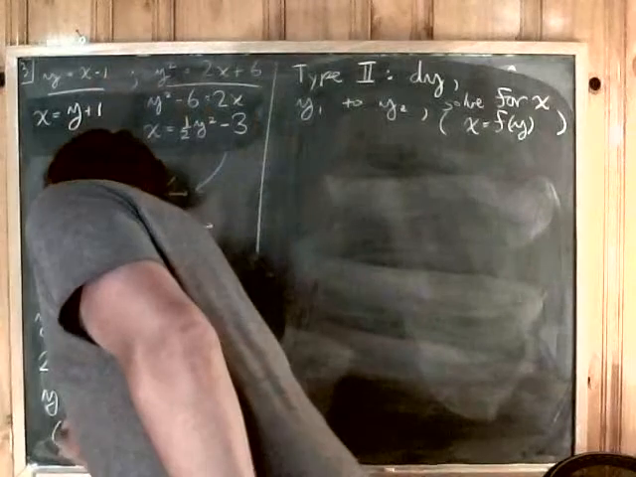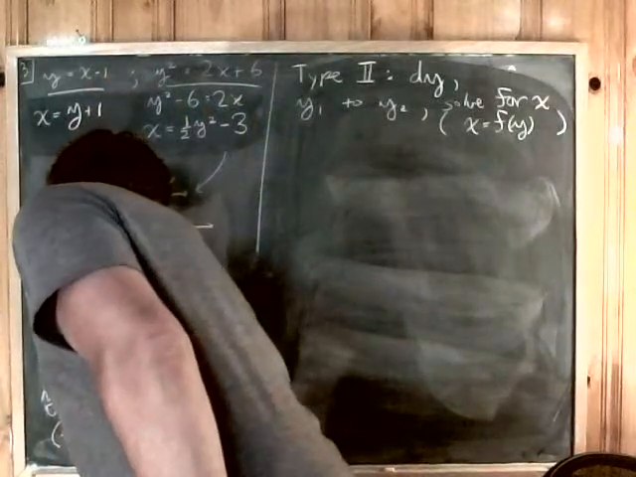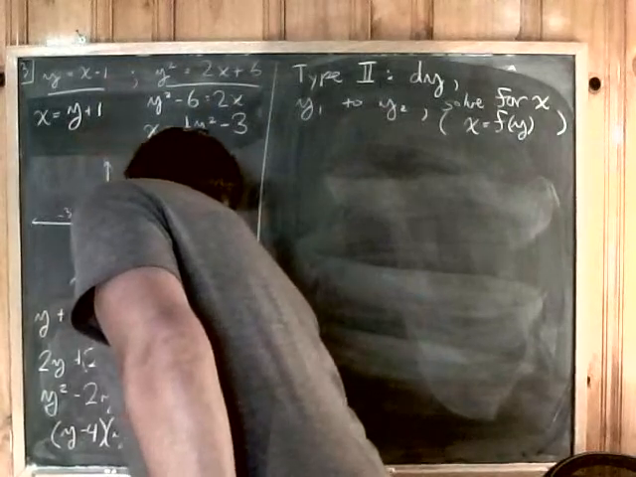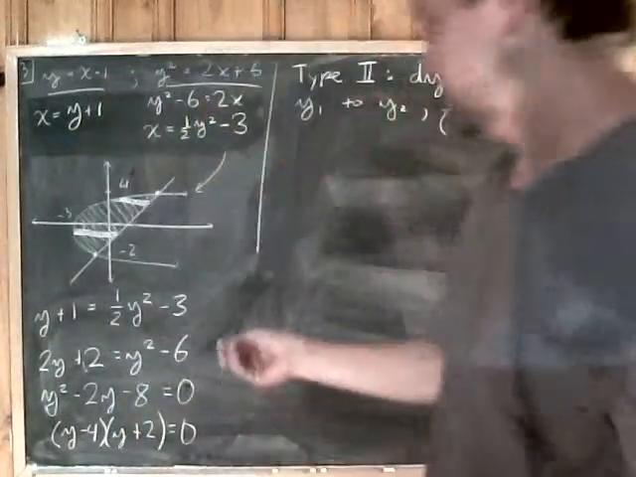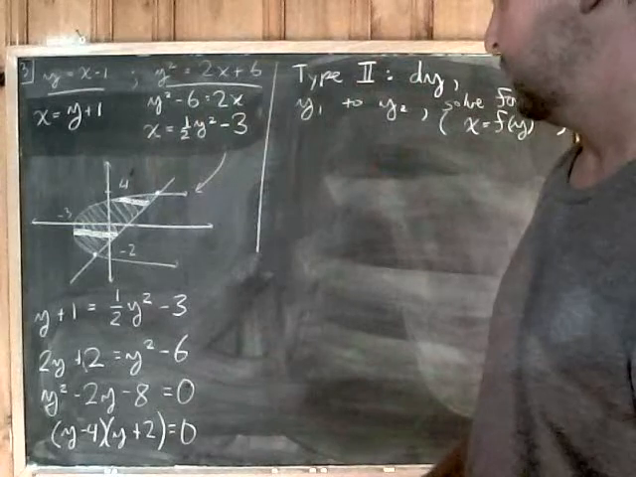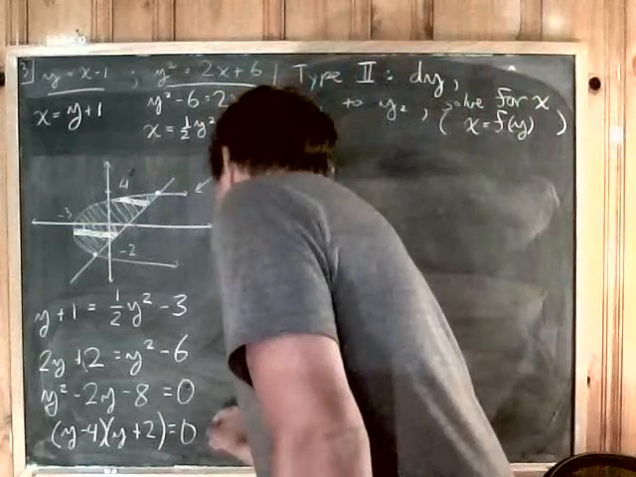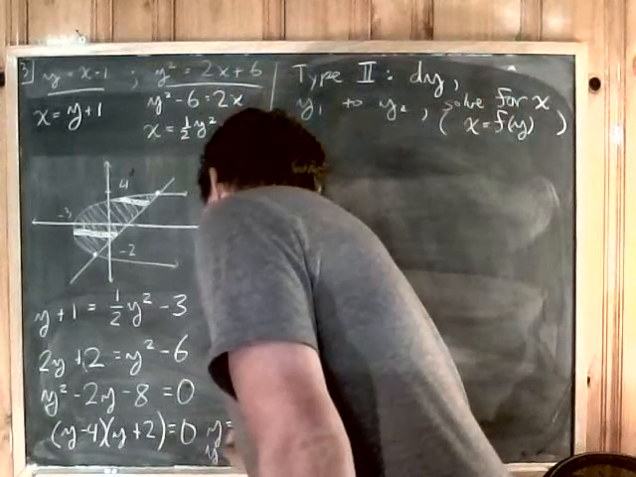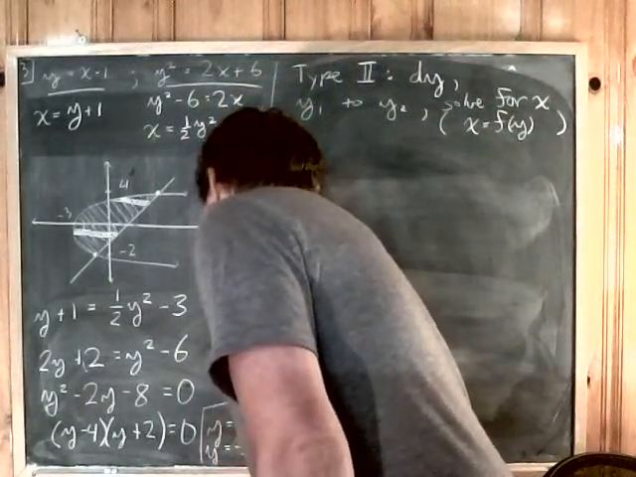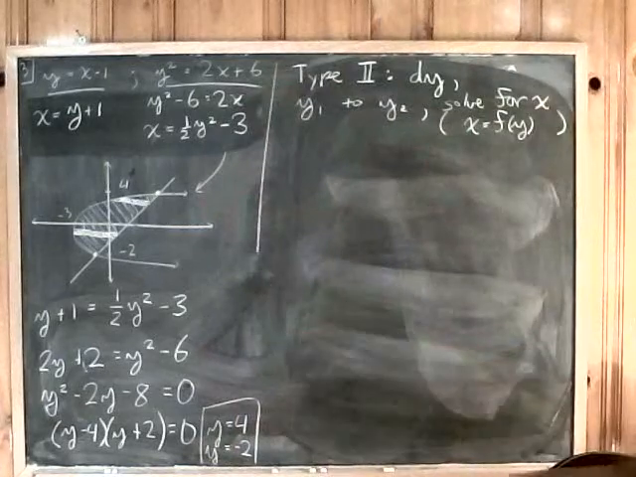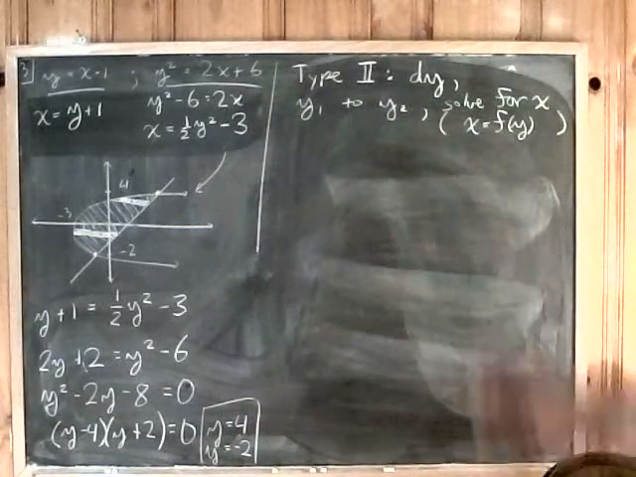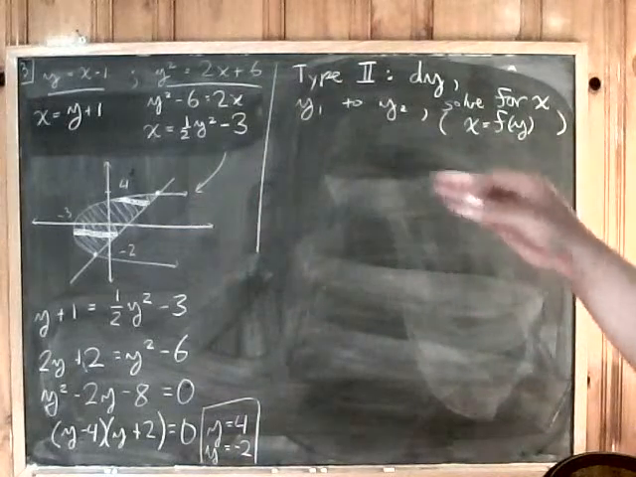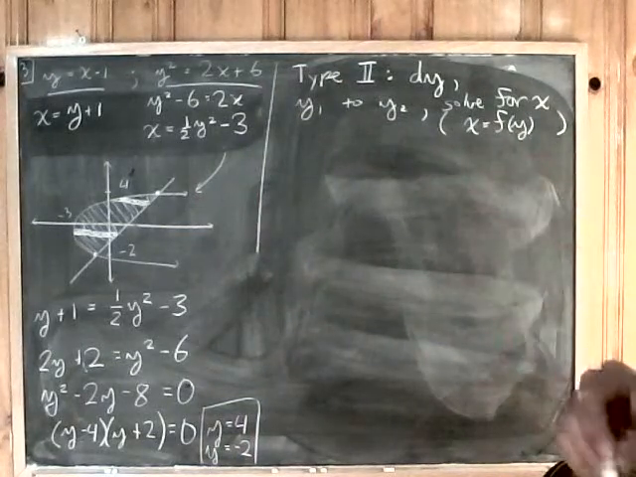So I'll do y minus 4, y plus 2, equals 0. And then I see y equals 4 and y equals negative 2. That's the answer to that equation, and I mark that on the graph. That's the y value of the lowest point and the highest point.